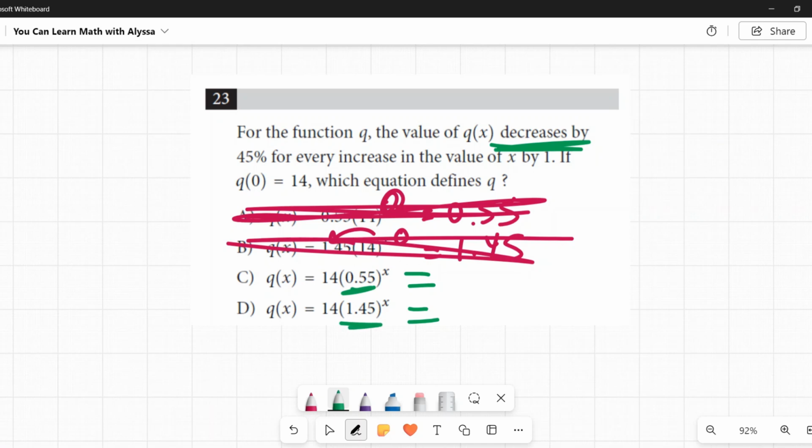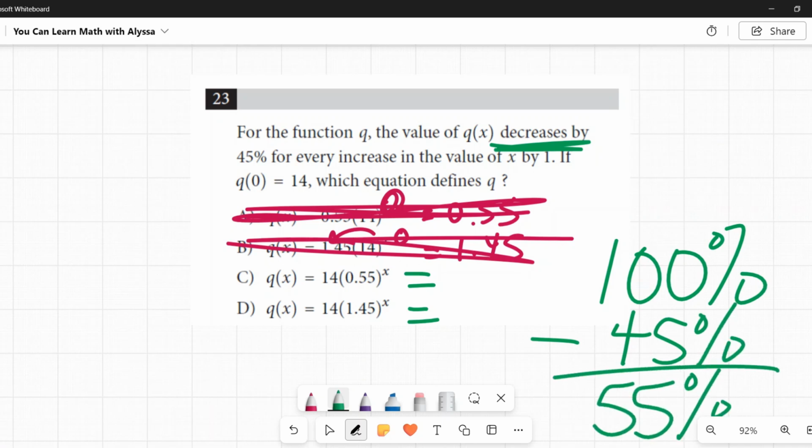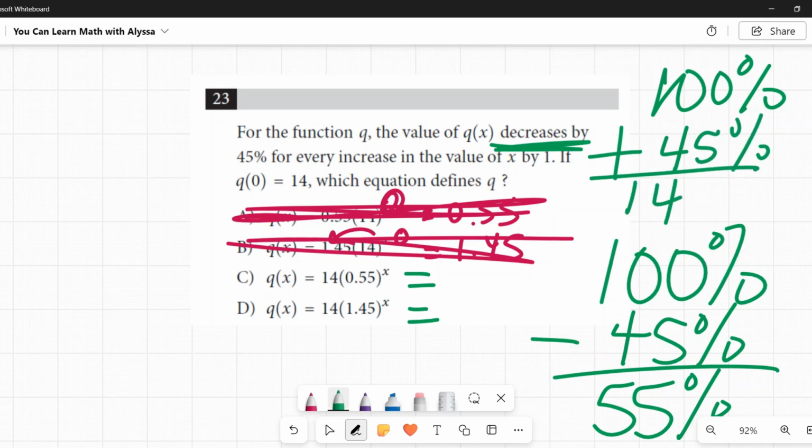D is not possible. If they were both less than 1, then it would be a legitimate choice where you would need to look at these numbers. In this case, to decrease by 45%, because you start with 100%, and if you decrease by 45%, that is 55%. So you'd multiply by 55% or 0.55. This option D is starting at 100% and increasing by 45%, which gives 145% or 1.45.